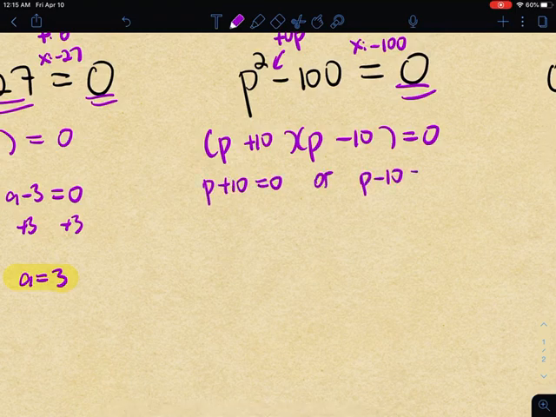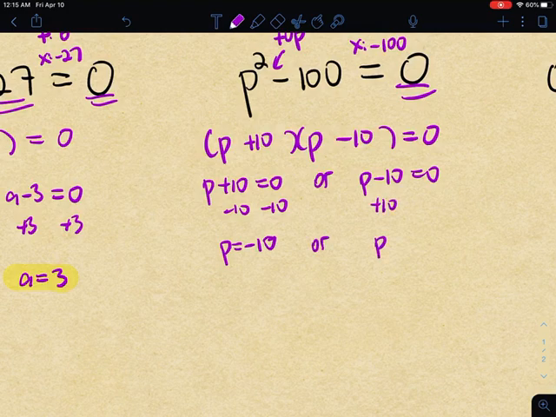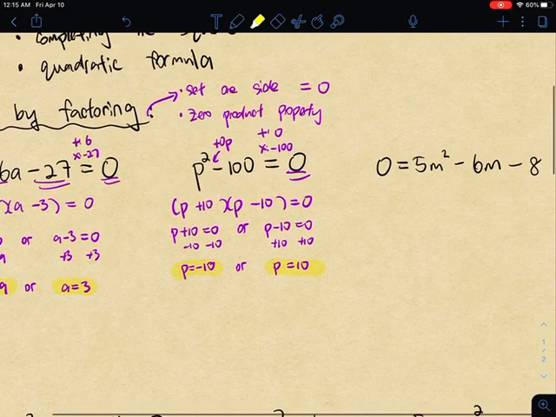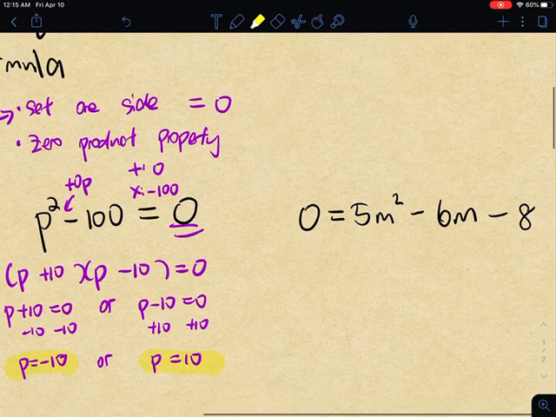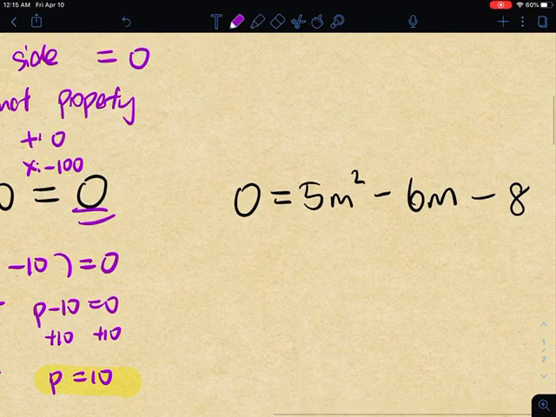And then again, using the zero product property, subtract 10 here, I get p equals negative 10. Or if I add 10 here, I get p equals positive 10. All right, good.